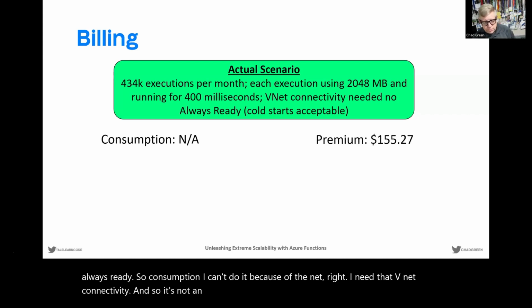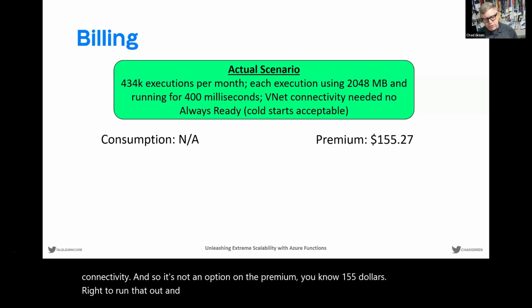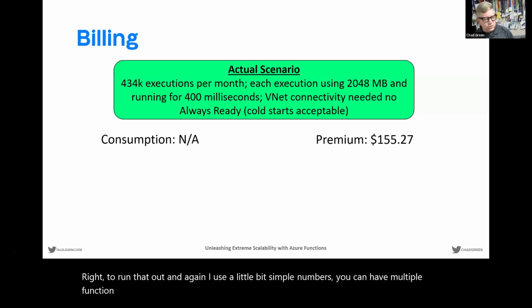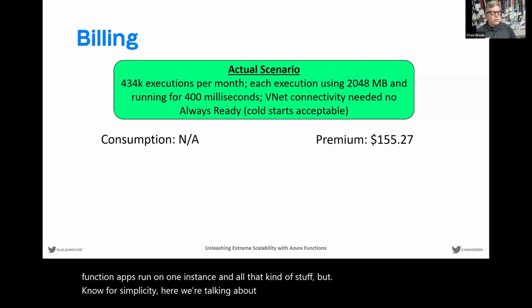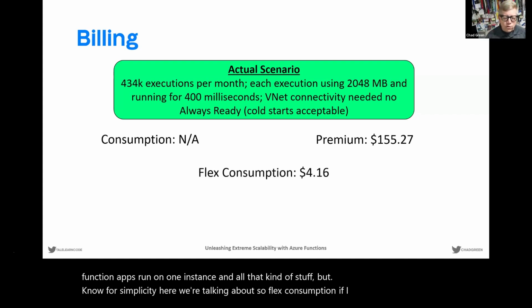On the premium, $155 to run that out. And again, I'm using simple numbers. You can have multiple function apps run on one instance and all that kind of stuff, but for simplicity, here's what we're talking about. So flex consumption, if I got my math right, $4.16.